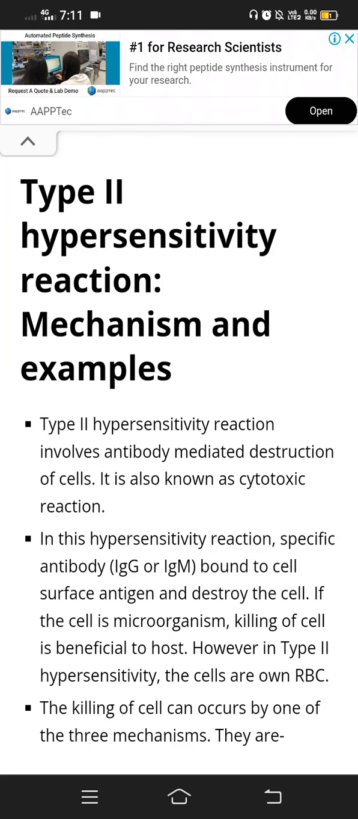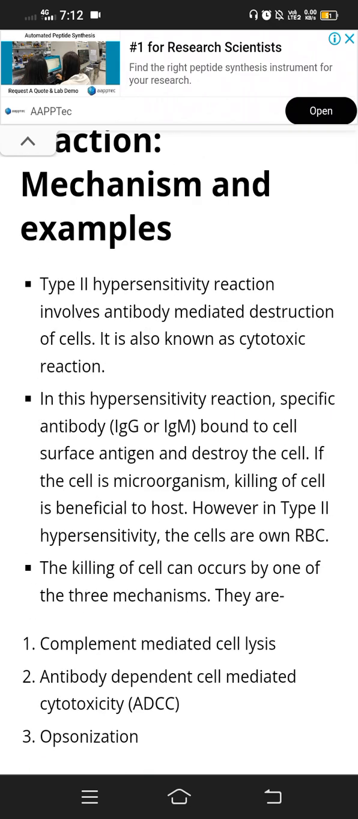Now we're going to skim through the type 2 hypersensitivity mechanism and examples. Type 2 hypersensitivity reactions involve antibody-mediated destruction of cells. It is also known as cytotoxic reaction. In this hypersensitivity reaction, a specific antibody, IgG or IgM, binds to a cell surface antigen and destroys the cell. If the cell is a microorganism, killing the cell is beneficial to the host. However, in type 2 hypersensitivity, the cells are our own RBCs, so that's kind of dangerous.